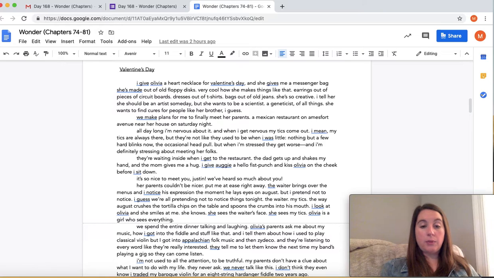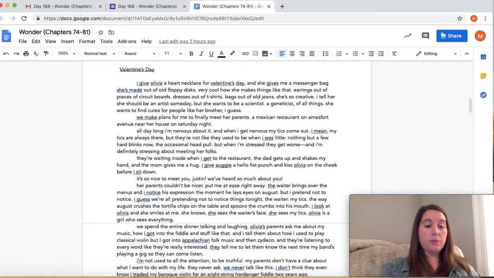They're waiting inside when I get to the restaurant. The dad gets up and shakes my hand, the mom gives me a hug, and I give Augie a hello fist punch and kiss Olivia on the cheek before I sit down. "So nice to meet you, Justin. We've heard so much about you." Her parents couldn't be nicer. Put me at ease right away.